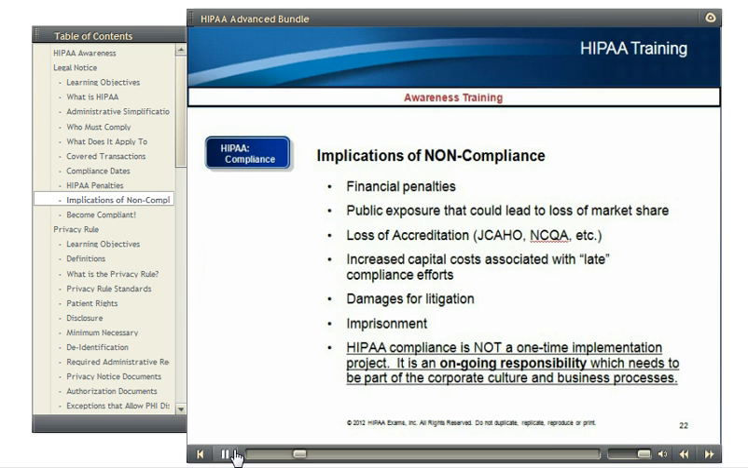Implications of non-compliance. Financial penalties. Public exposure that could lead to loss of market share. Loss of accreditation, JCAHO, NCQA, etc. Increased capital costs associated with late compliance efforts. Damages for litigation. Imprisonment. HIPAA compliance is not a one-time implementation project. It is an ongoing responsibility which needs to be part of the corporate culture and business processes.